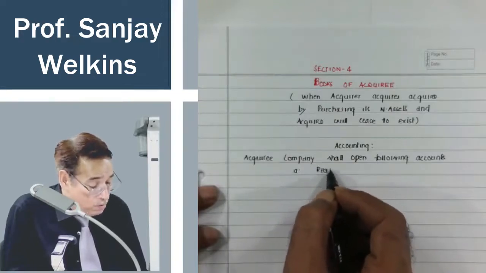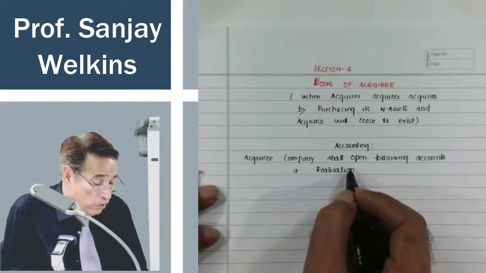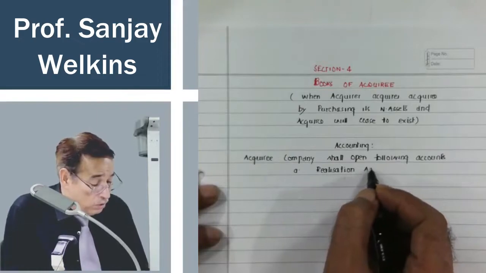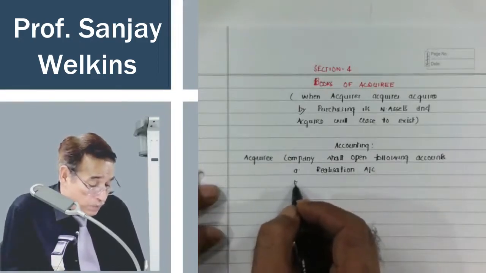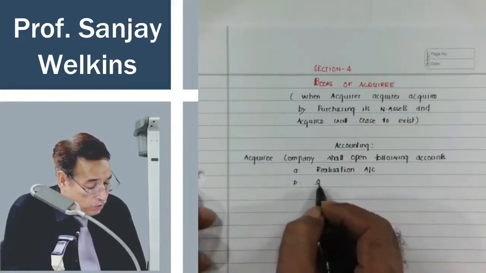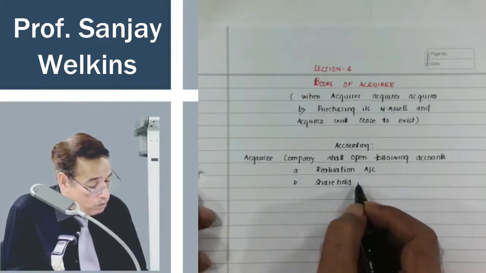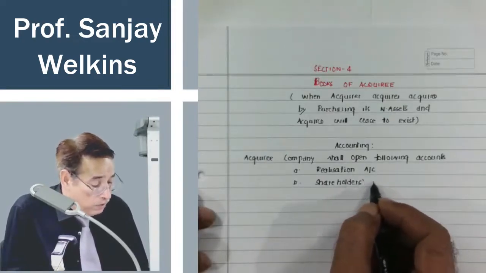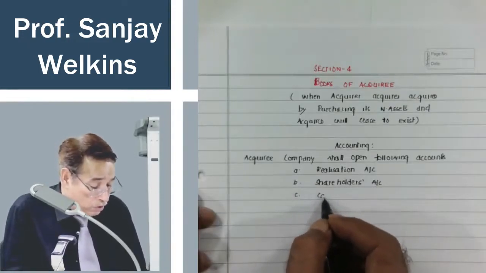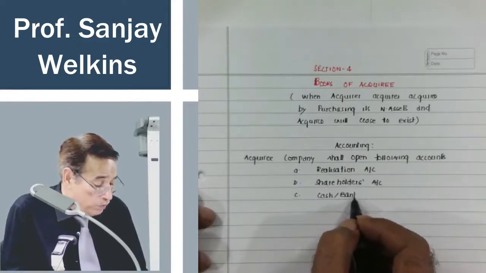Realization account. As I just told you, when you did the chapter on dissolution of partnership, you opened the realization account. Besides that, you opened the partners' capital account, that is, the owners' capital account. But in the case of a company, the owners will be shareholders. So you will open the shareholders account. And you used to open the cash and bank account also, if you remember. So we shall open it too.